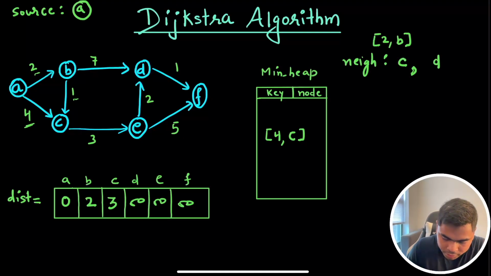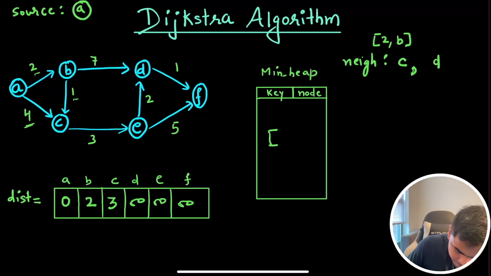But remember that I will now be adding that to my heap. Actually, I'm not really adding it, I will be updating what I've already added here. So this will now become 3 and C. Now this C is already gone.